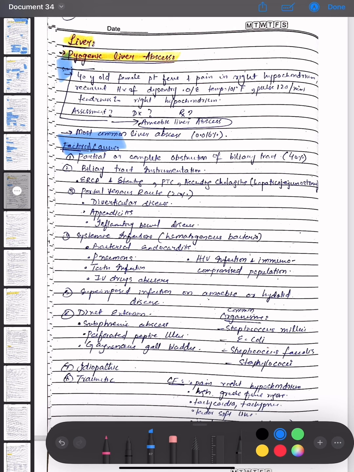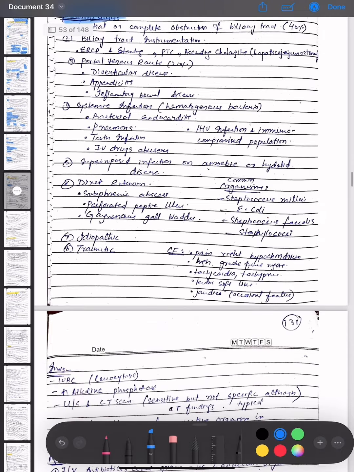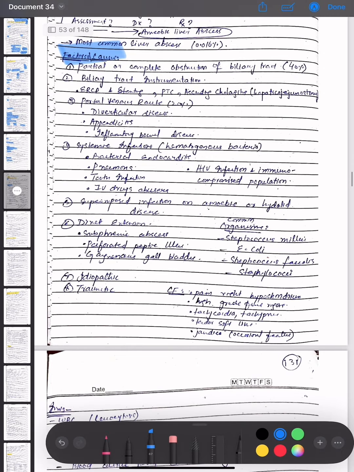tooth infection, IV drug abuse, HIV infection, and immunocompromised population. Superimposed infection on amoebic or hydatid disease, direct extension such as subphrenic abscess, perforated peptic ulcer, gangrenous gallbladder, idiopathic and traumatic. Now, what are the common organisms? These are Streptococcus milleri, E. coli, Streptococcus faecalis, and Staphylococci.